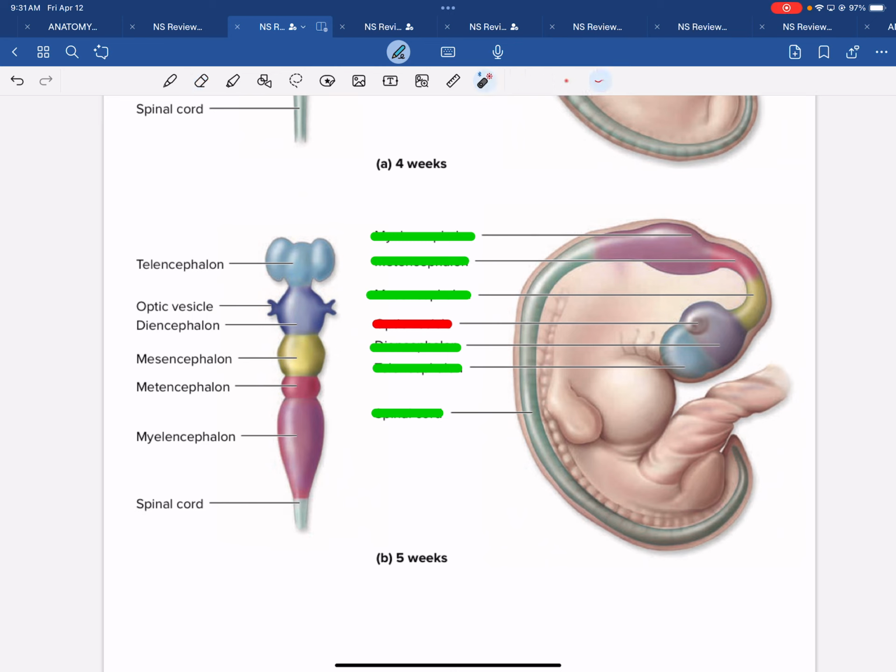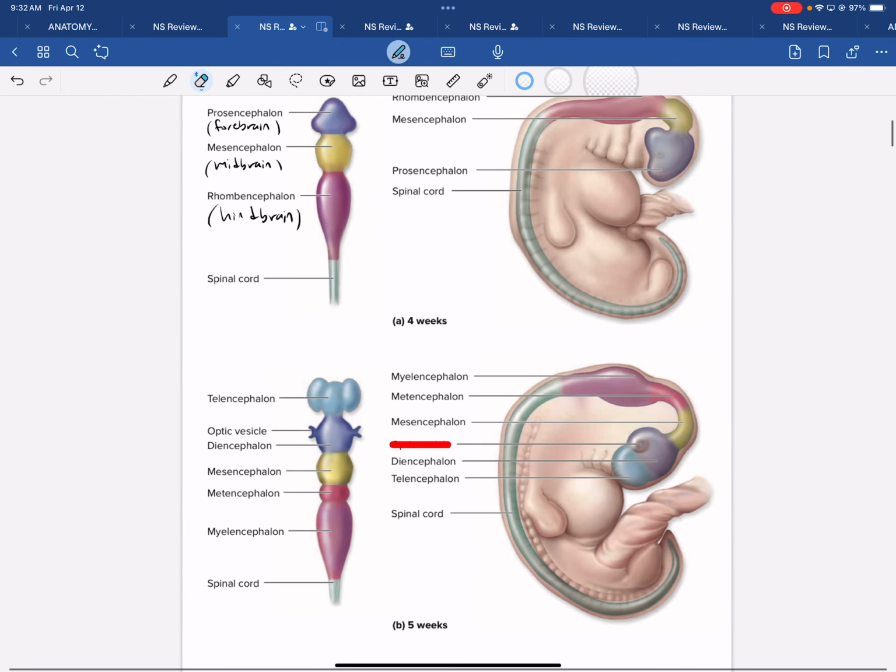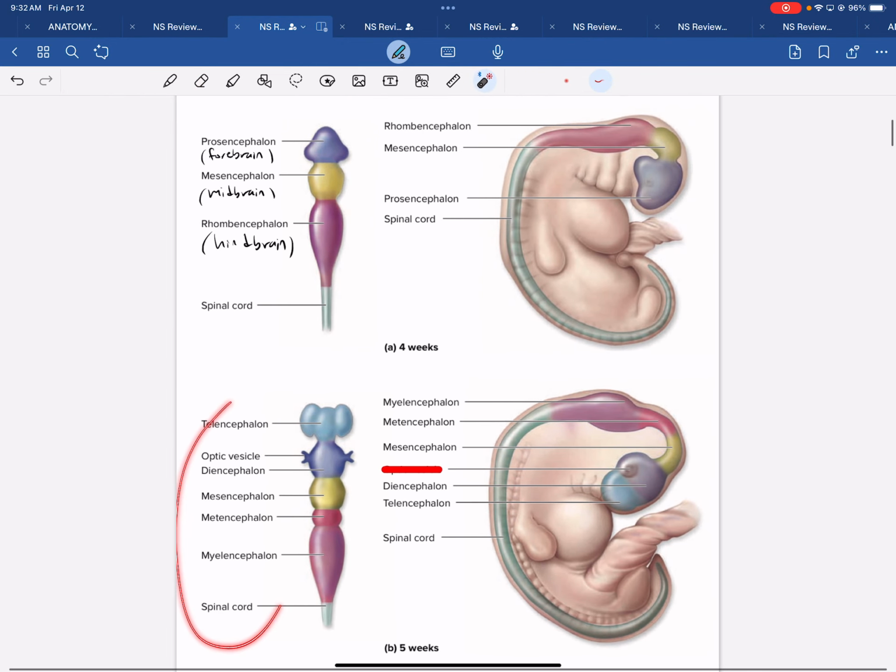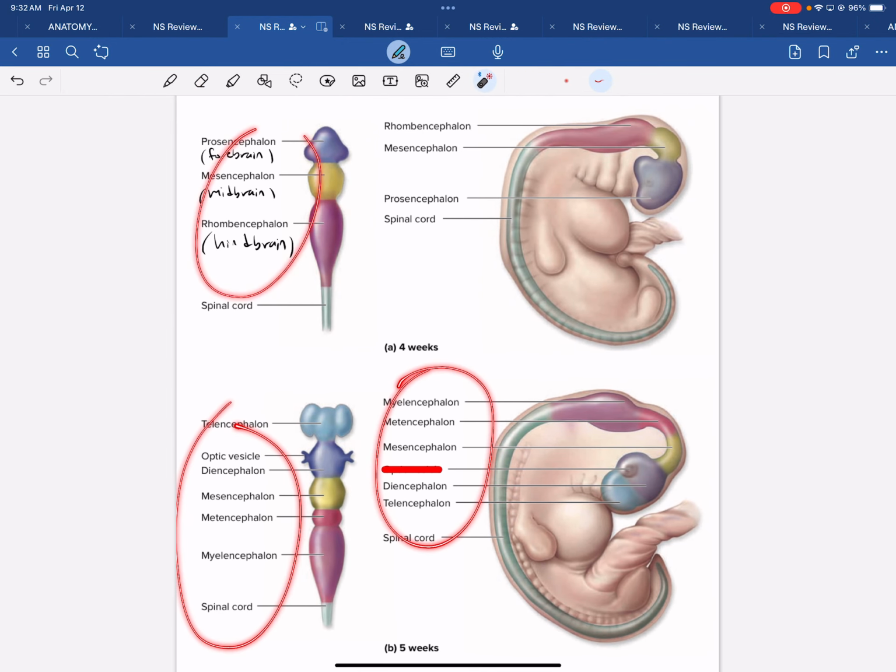Good. Let's do it again. Here? Good. The myelencephalon. Here? Good. The metencephalon. Here? Good. The mesencephalon. Here? Good. The diencephalon. And here? Good. The telencephalon. What's this? Nice. Spinal cord. Good. Yeah, so we have to know these words. These are in the lab manual. Okay?